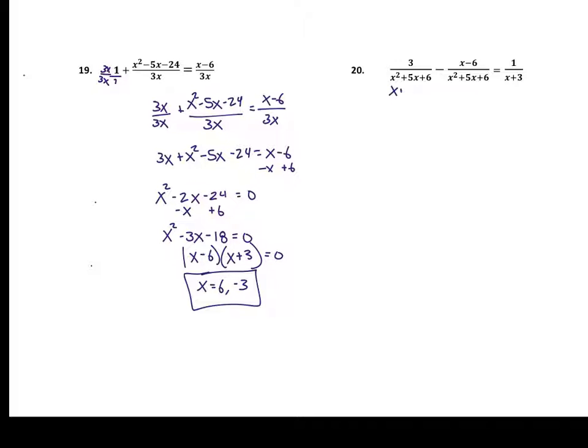For the last one, we're going to factor x plus 3, x plus 2. That means our last term is missing x plus 2. So our top becomes 3 minus x minus 6 equals x plus 2. So remember, we're subtracting that whole term. That gives us 3 minus x plus 6 equals x plus 2.